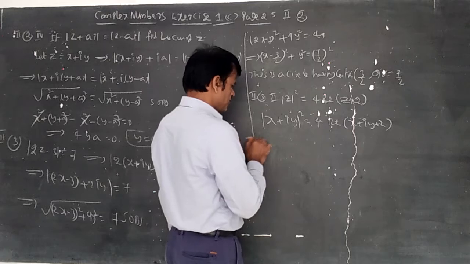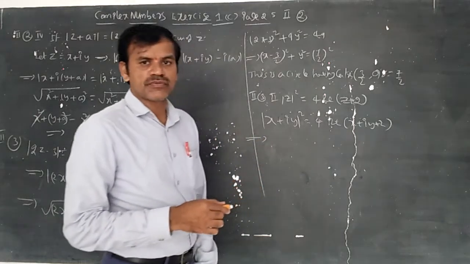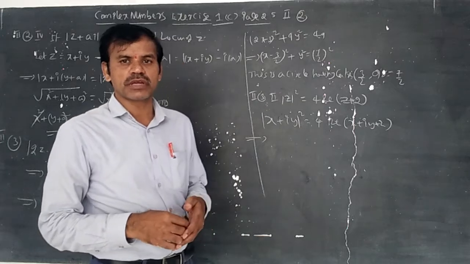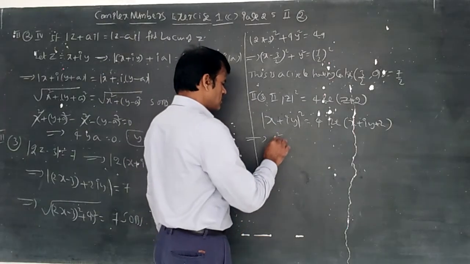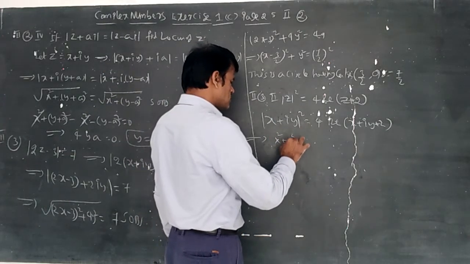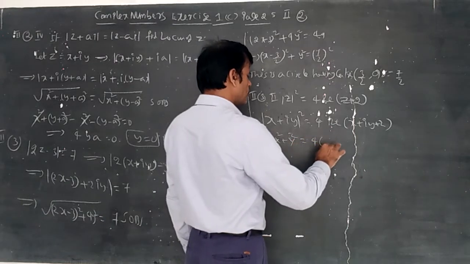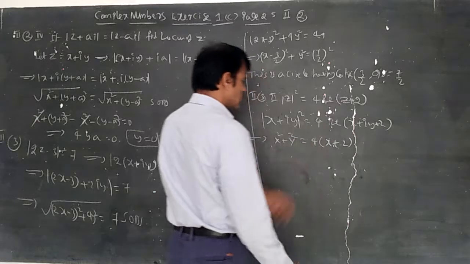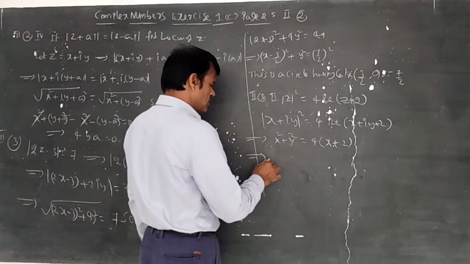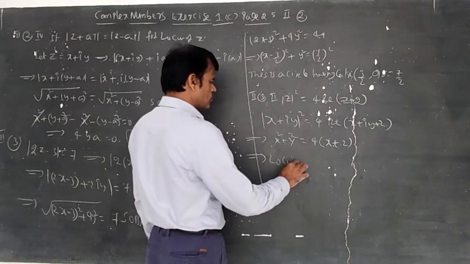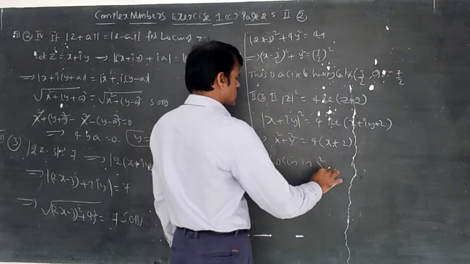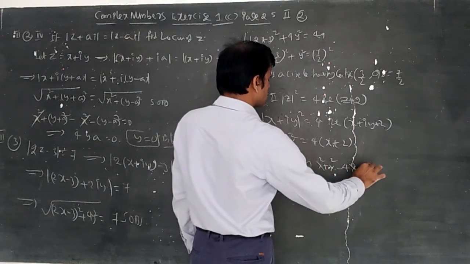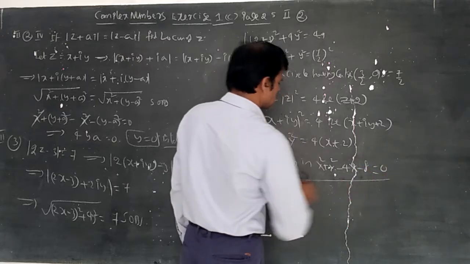That implies modulus means root of component square plus component square. This is mod square, so root and square get cancelled. You can write here x square plus y square is equal to 4 into real of z plus 2, meaning only the real part you should consider, not the imaginary. Therefore, locus is, of course, also a circle. Locus is x square plus y square minus 4x minus 8 equal to 0.